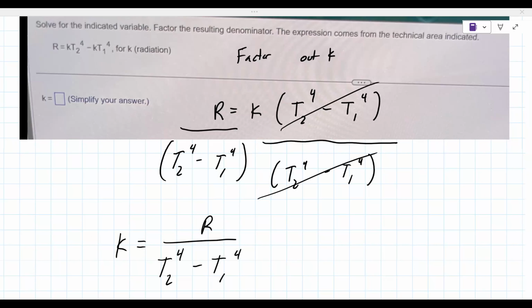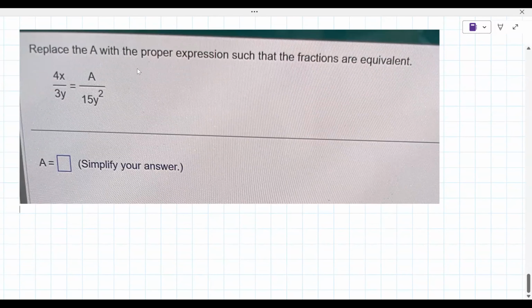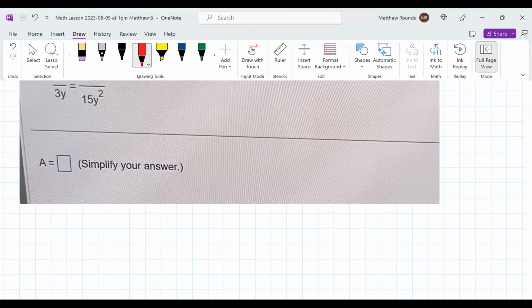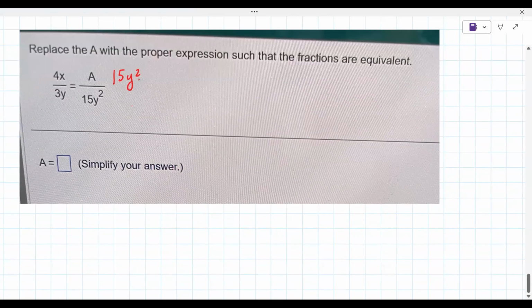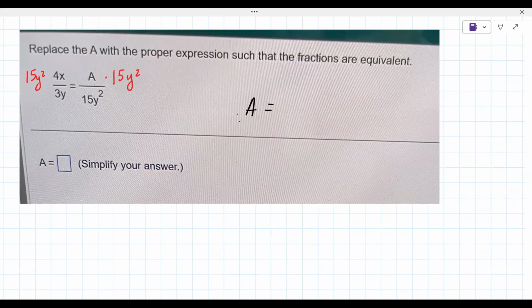Okay, the way to do this question is essentially you're solving for A. The wording is maybe awkward, but it literally is just solve for A. You have to multiply both sides by the bottom there, 15y squared. So I'll rewrite it over here, slightly backwards though. A equals 4x times 15y squared, and then you can put the 3y underneath the 15y squared. It can slide around here.